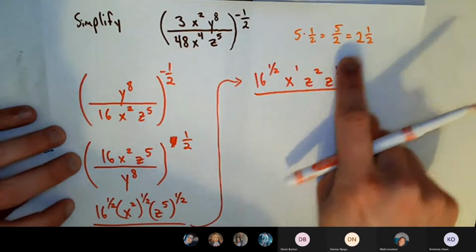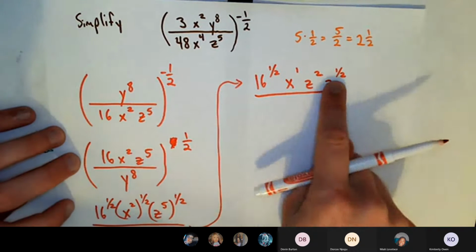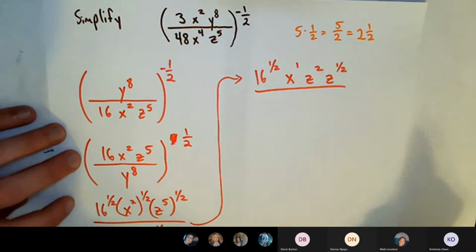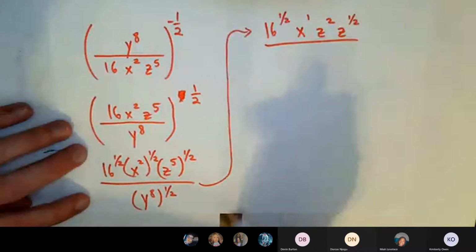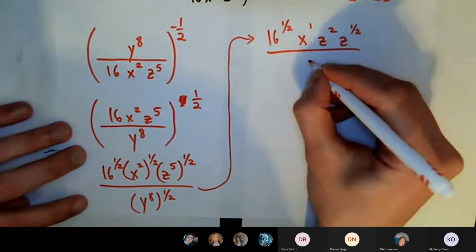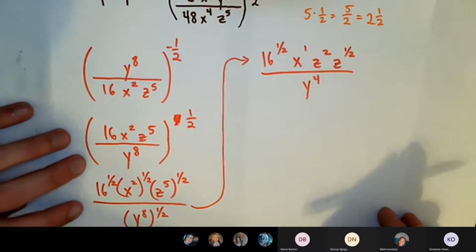The whole number 2 is the exponent there, and then the remaining fractional part is right there, splitting it into two across two terms. And then the last one is easy, y to the 8th raised to the 1/2. Multiplying there gives me a nice whole number. I don't need to worry about that fraction stuff with the y.